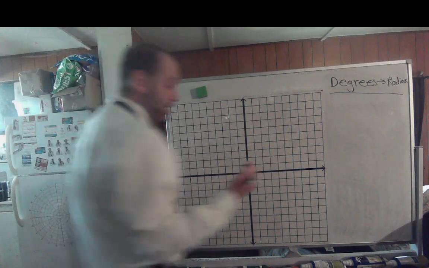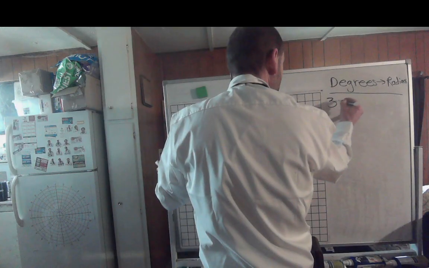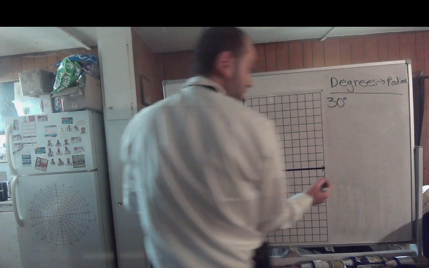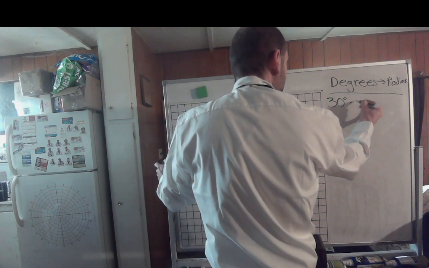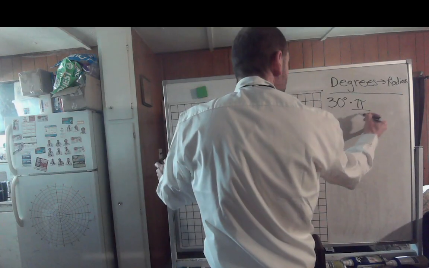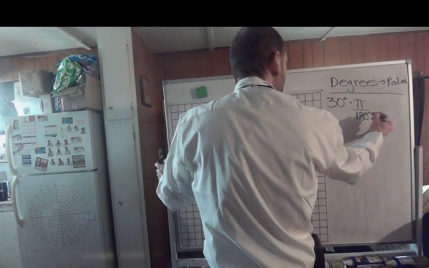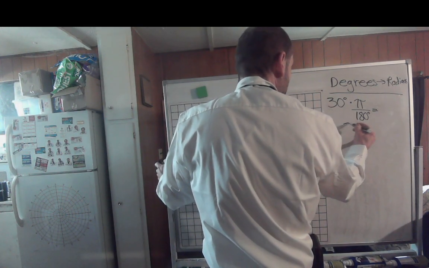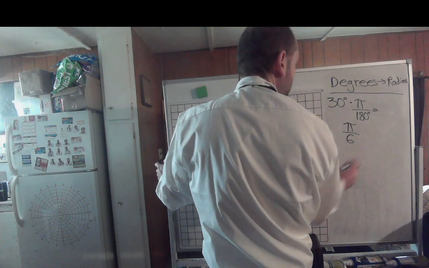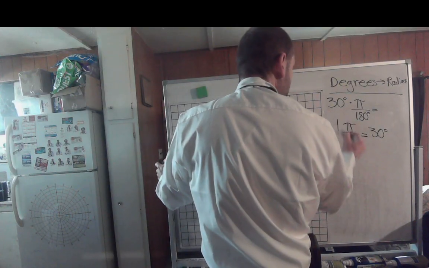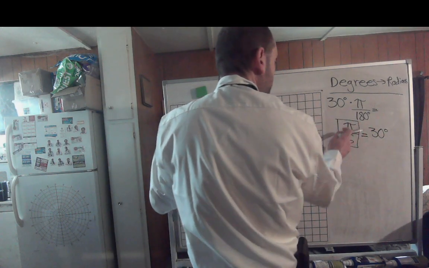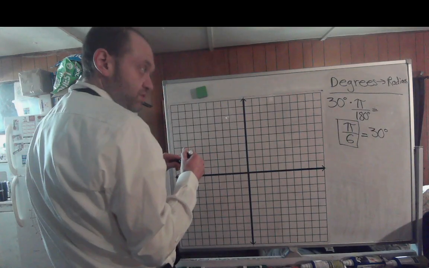So let's say you have a 30-degree angle. 30 degrees, well, you're just going to take pi over 180 degrees, which would just end up giving you pi over 6. So pi over 6 radians is 30 degrees. So your answer in radians is going to be pi over 6.